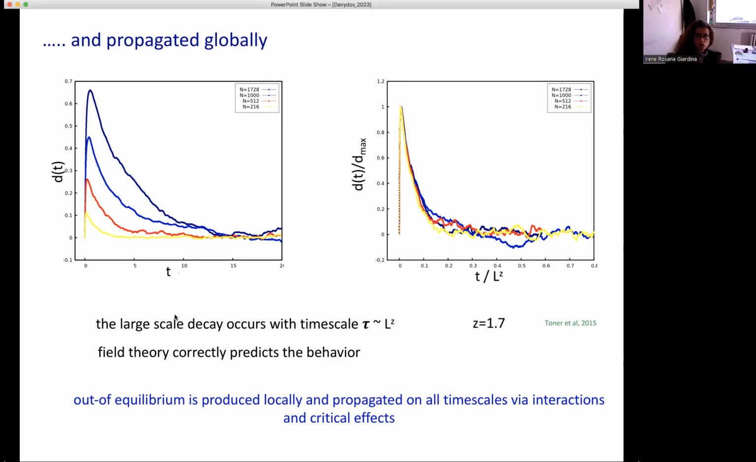So this is just to confirm that the large scale decay is a critical phenomenon, and it occurs on time scales that scale with the system size, and where the exponent is precisely the exponent that has been computed for this system with a field theory approach.